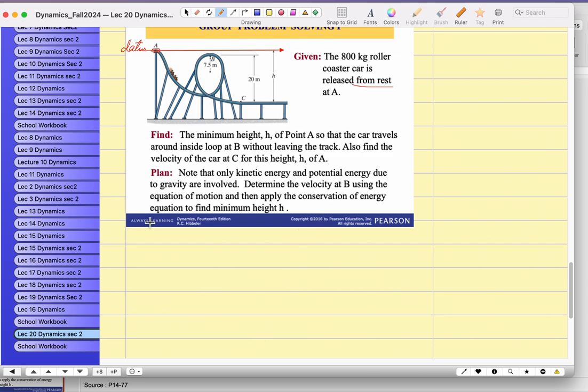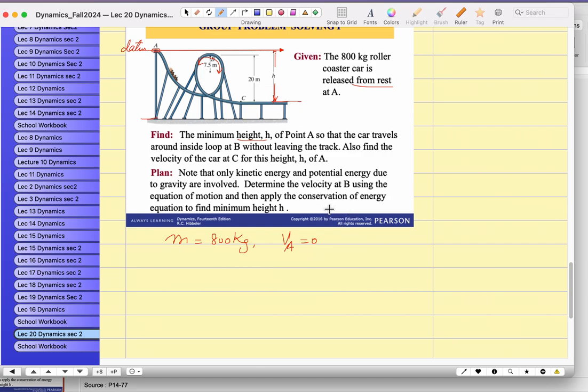Okay, let's do the math here. The mass equals 800 kilograms and the initial velocity is 0. You have to find the minimum height from here to this position. This is the minimum height h of point A, so that the car travels around the inside loop without leaving the track. It should not come back, it should go beyond this loop. So what should be the minimum height h?